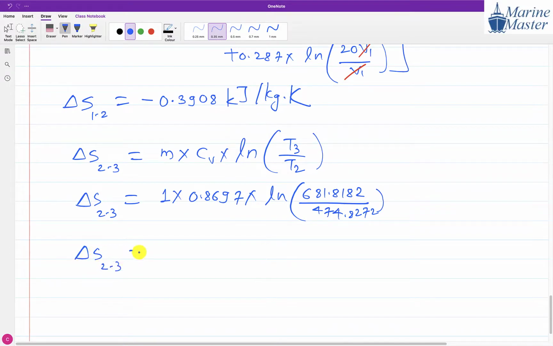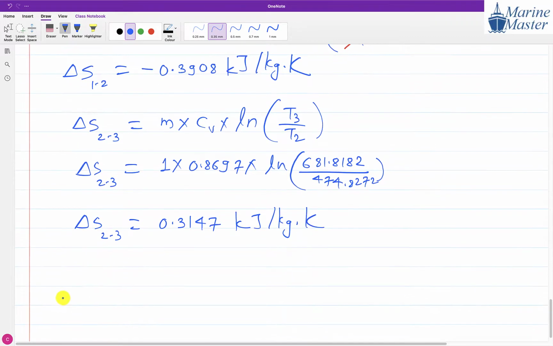So in this way we get delta S 2 to 3. Please do the calculation: 0.8697 into ln of 681.8182 divided by 474.8272. How much will it become? 0.3147 kilojoule per kg Kelvin.